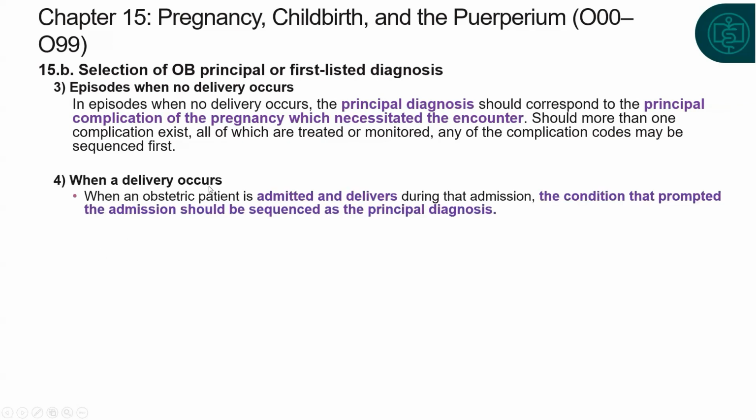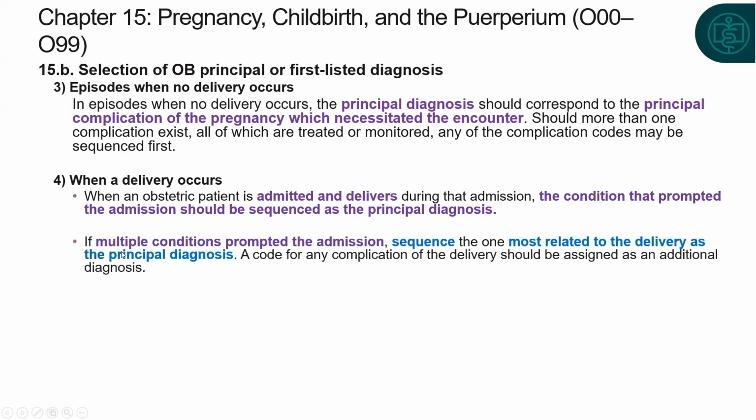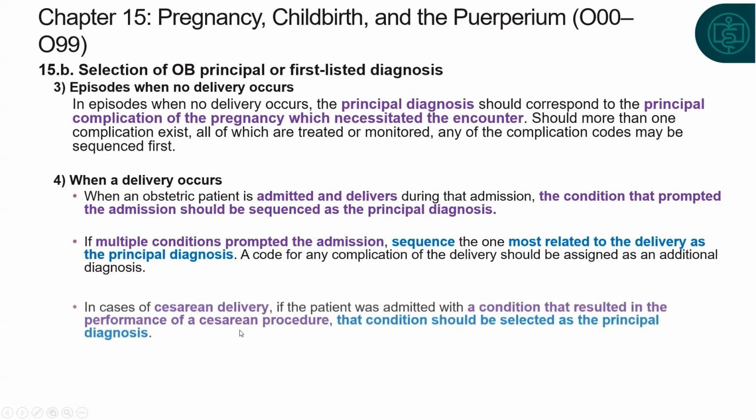Now, when a delivery occurs, there are a couple of different scenarios we're going to look at. When an obstetric patient is admitted and delivers during that admission, the condition that prompted the admission should be sequenced as the principal diagnosis. If multiple conditions prompted the admission, sequence the one most related to the delivery as the principal diagnosis. A code for any complication of the delivery should be assigned as an additional diagnosis.